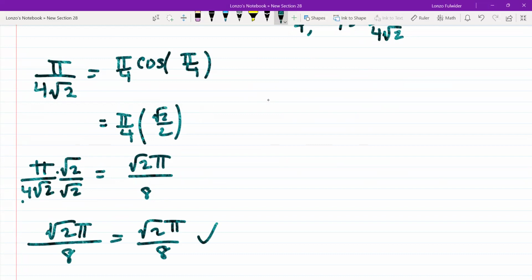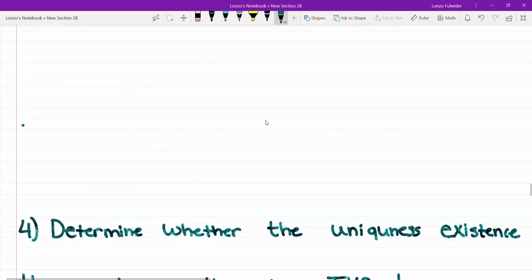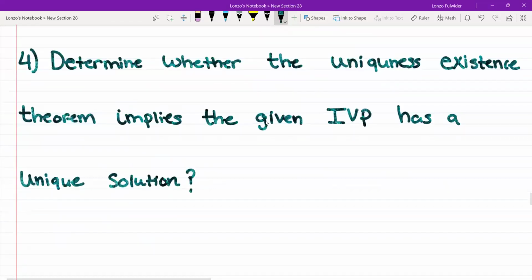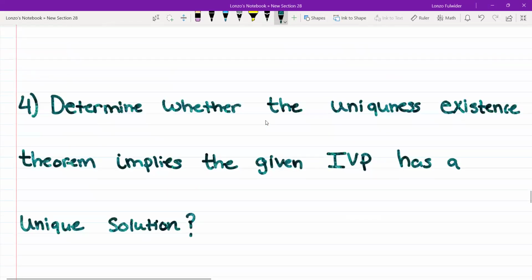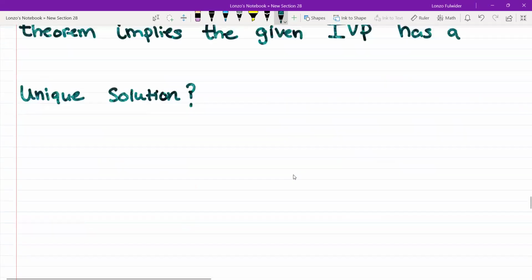Okay, let's move on to number 4. Number 4 says determine whether the existence and uniqueness theorem applies to the given initial value problem. Initial value problem has a unique solution.